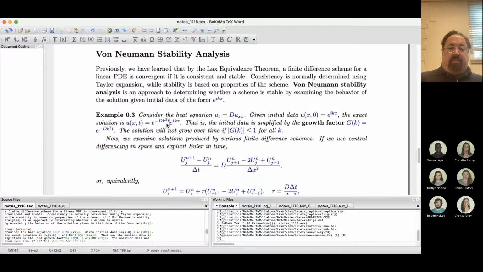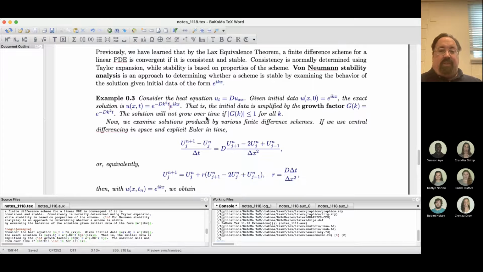And we want to make sure that the growth factor does not exceed 1, because we're trying to model physical phenomena. We want physical behavior. We don't want our solutions growing over time. So here we have the growth factor of the exact solution. What we want to do is get the growth factor of the numerical method and check, is it bounded by 1 in magnitude, or over certain cases where it might not be.